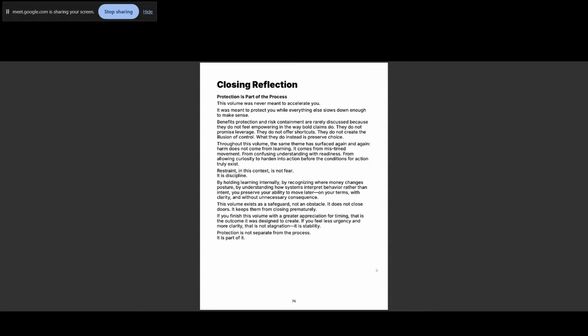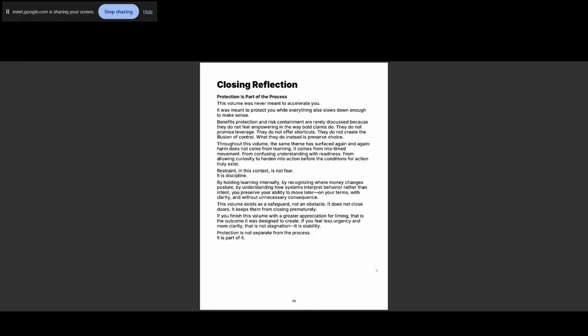Closing reflection. Protection is part of the process. This volume was never meant to accelerate you. It was meant to protect you while everything else slows down enough to make sense.